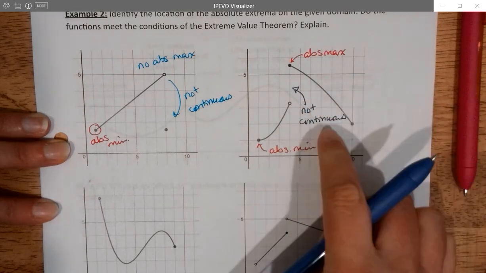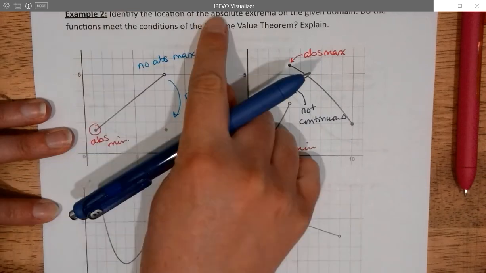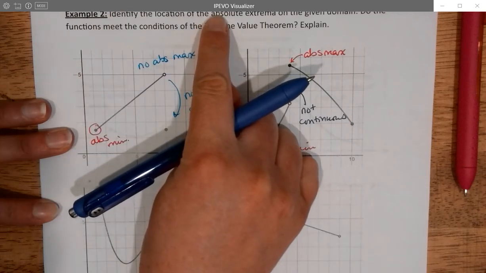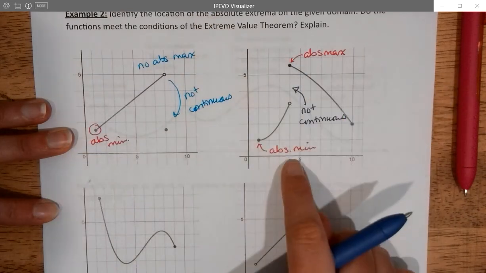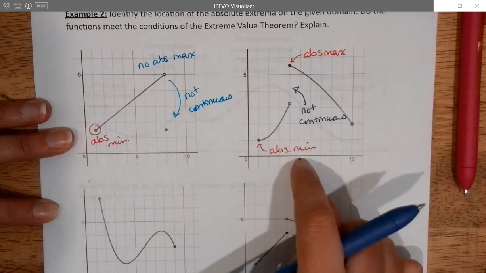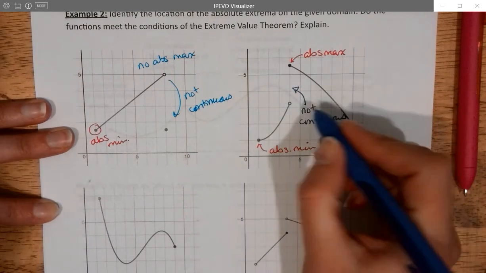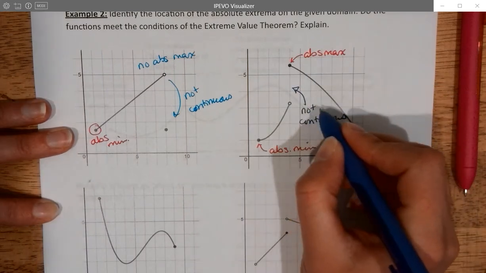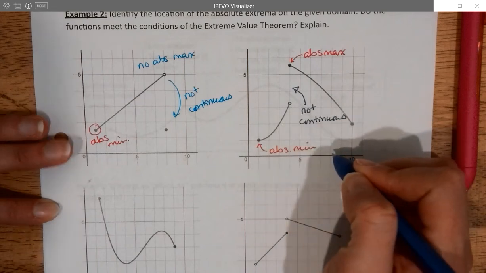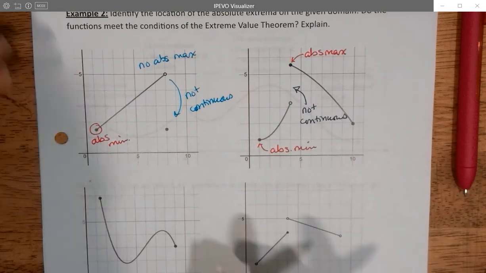So the extreme value theorem, if both conditions are met, guarantees the existence of both an absolute max and an absolute min. They can both occur without it being met, but they can't be guaranteed they will occur without it being met. So even though this one does not meet the extreme value theorem, it happens to have both of them. I couldn't have guaranteed that it would.